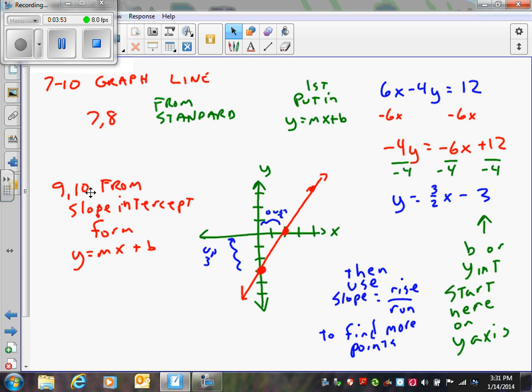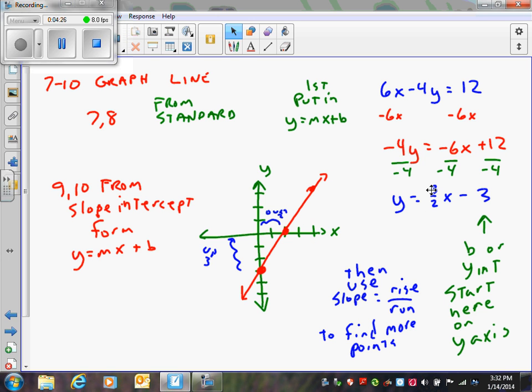9 and 10, 7 and 8, once I put them in slope-intercept form, the first thing you do is go to the y-intercepts. In this case, it's -3. I go down 3 on the y-axis, put a dot. Then I use my slope, which is equal to rise over run, to find more points. So you go up 3 and right 2. The rise was 3. The run was 2.